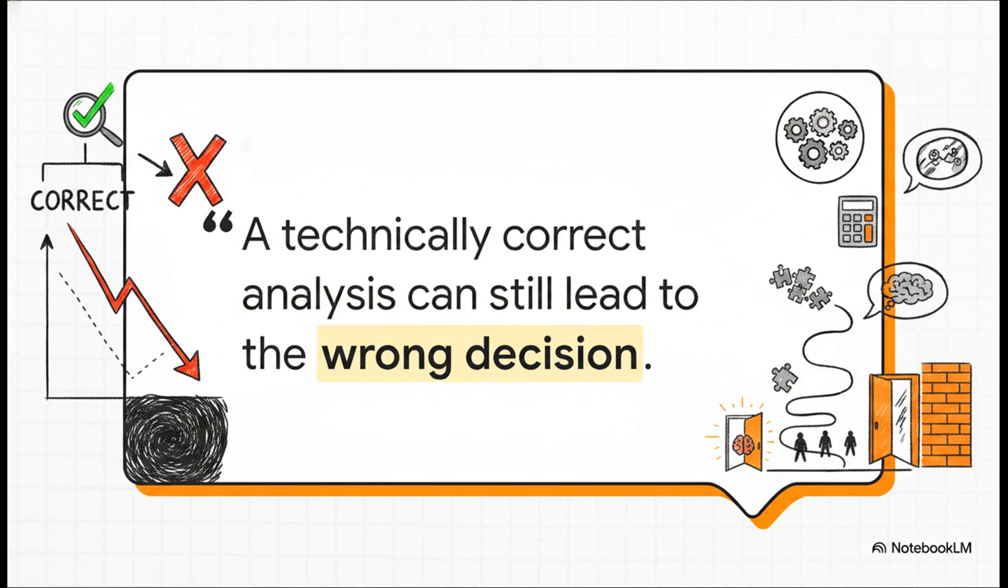The entire foundation of what we're talking about today rests on this single, super powerful quote. A technically correct analysis can still lead to the wrong decision. This is a massive paradigm shift for a lot of us, right? We're so heavily conditioned to think that if the math adds up and the code runs without throwing any big red error messages, we've automatically found the absolute truth.